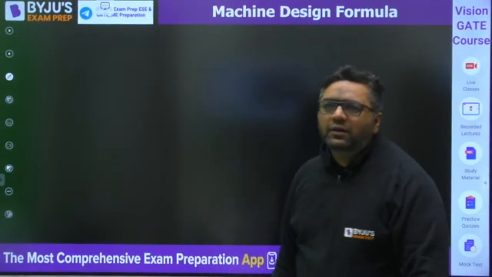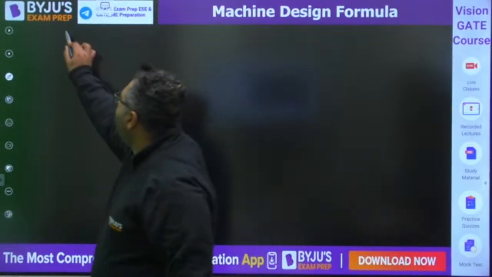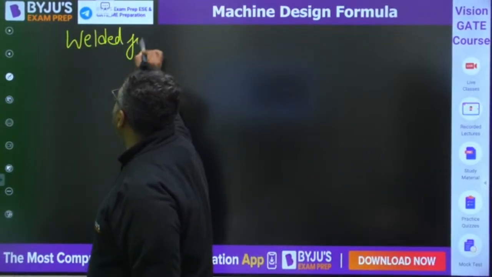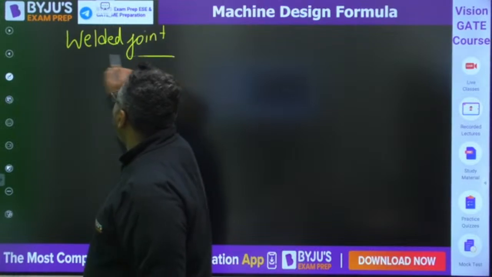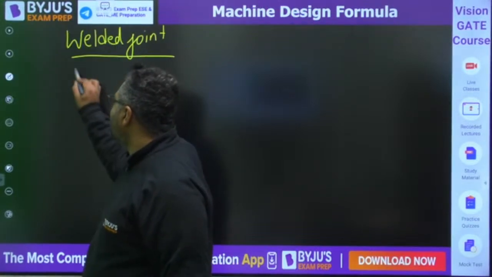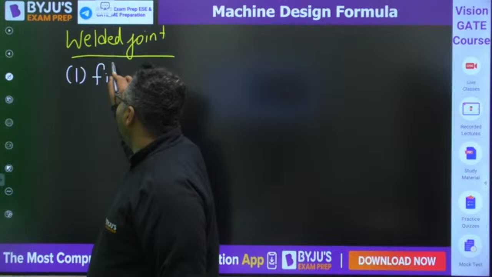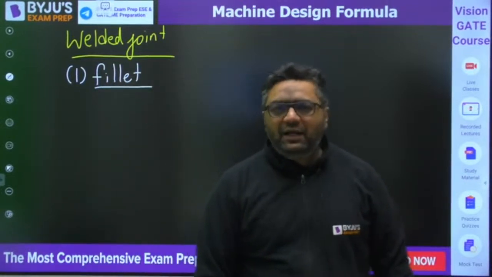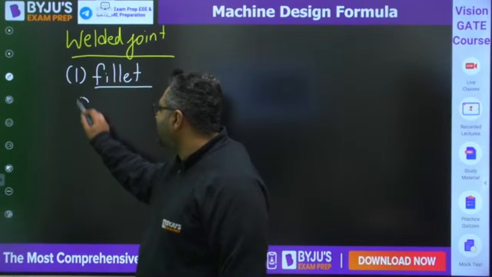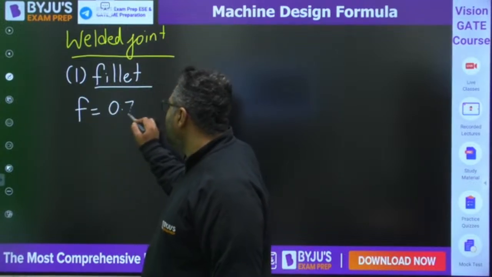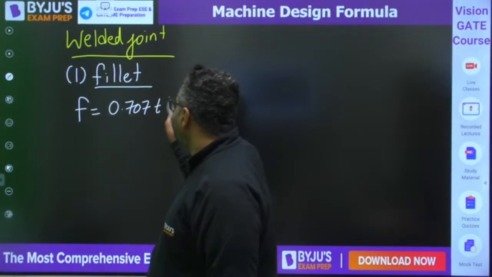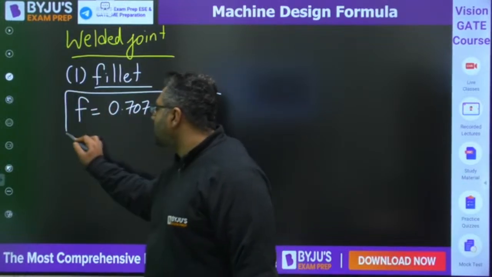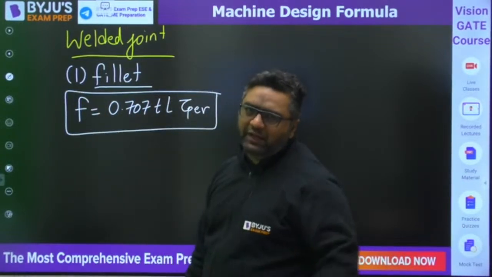Don't worry. Okay, so guys, now we are writing the formula for welded joint. That is important, you know that. For that, you know that there are two types of weld. One is fillet weld. For fillet weld, you know the formula is F equals 0.707 T L into tau permissible, because fillet welds are weak in torsion, weak in shear.